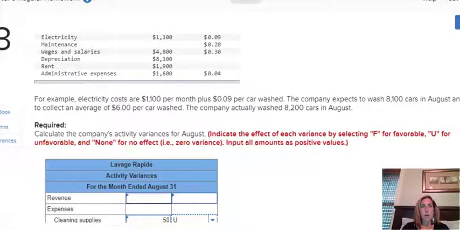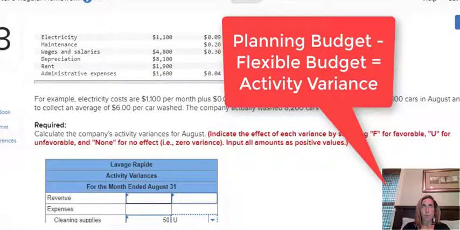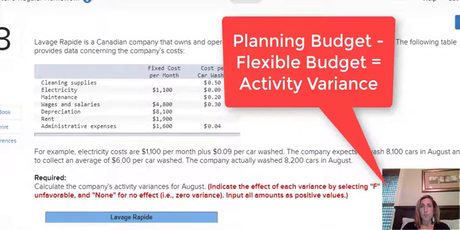In this video, I'm going to cover your Chapter 9 regular homework question number 3. This question asks you to calculate the activity variances. So you really are comparing the planned amount to the flexible budgeted updated amount, but there's a shortcut.